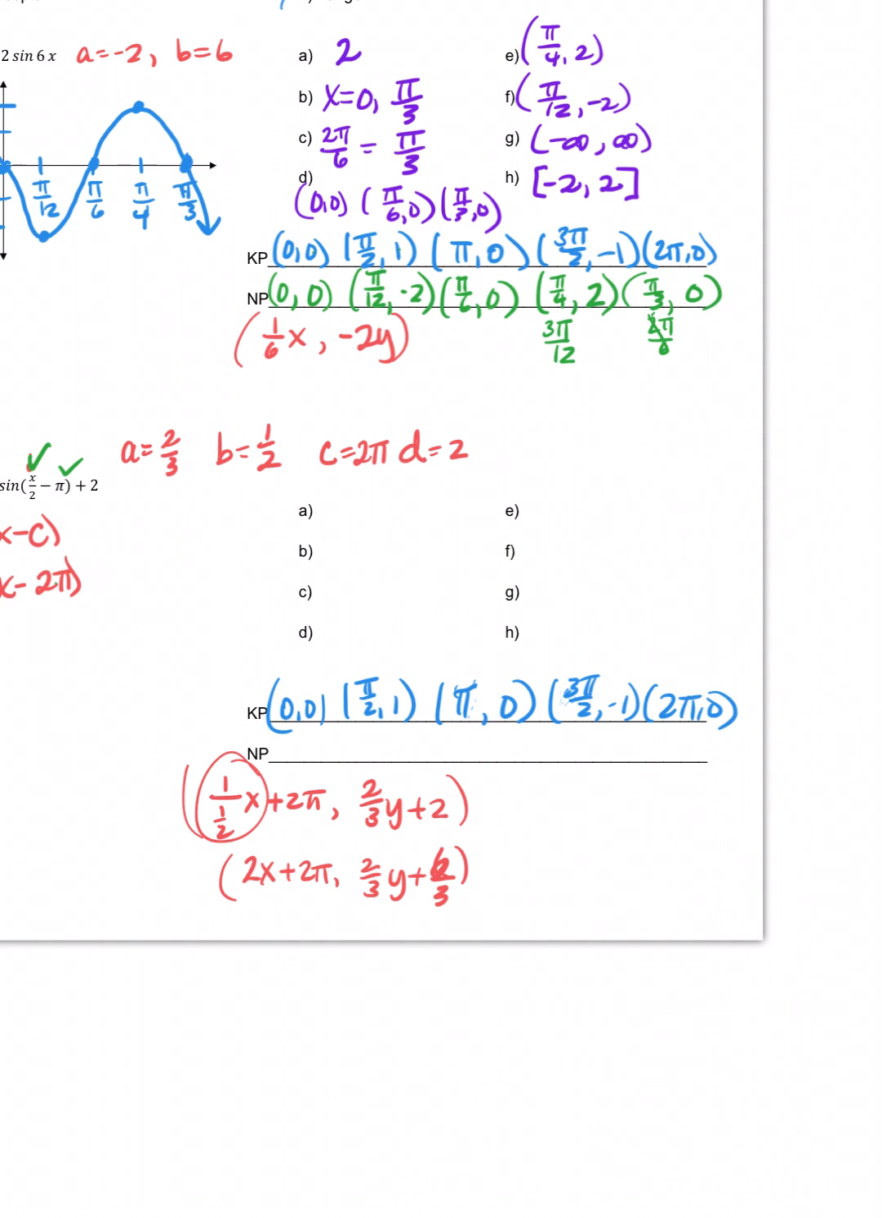Now let's fix our points, okay? So 0 times 2 is 0, plus 2 pi is 2 pi. 0 times 2/3 is 0, plus 2 is 2. Okay, 1/2 times 2 is, pi over 2 times 2 is pi, plus 2 more pi is 3 pi. 1 times 2/3 is 2/3, plus 2, which is 6/3, gives me 8/3. 2 times pi is 2 pi, plus another 2 pi is 4 pi. 0 times 2/3 is 0, plus 6/3 is 2.